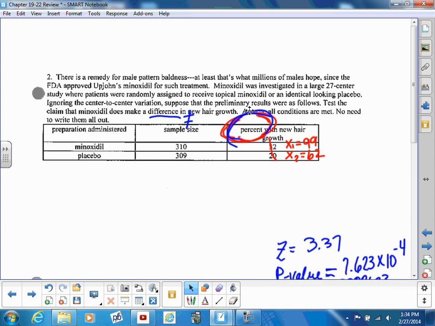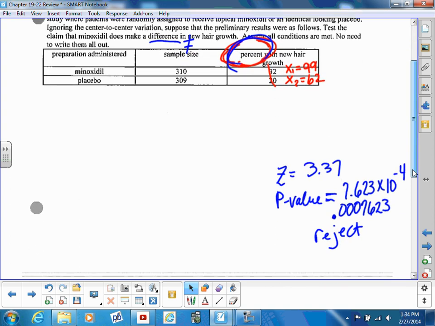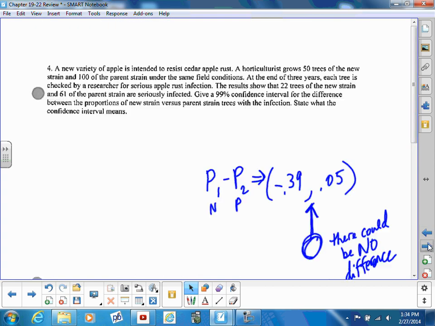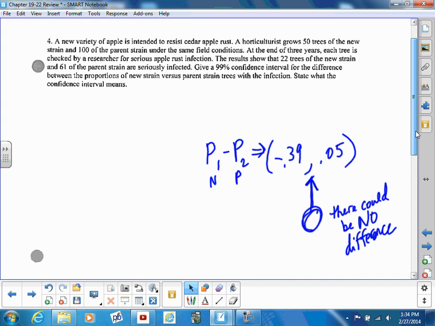Please remember that this is percentage of new hair growth. So this 32% means that's an actual 99 of the 310. So that's what you put into your calculator, 62 out of the 309. Okay, so then that gives you those z-scores and you reject and such. Okay, here's number 4.